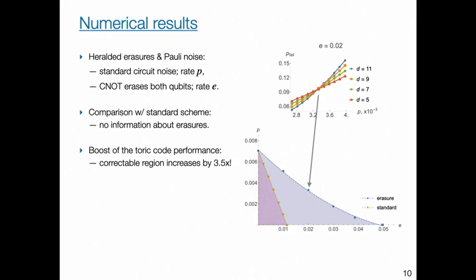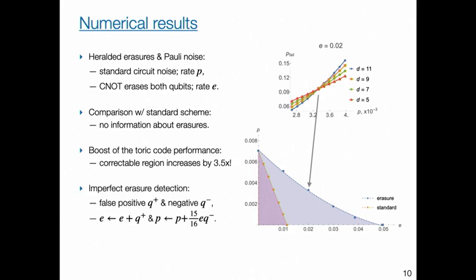The dark color denotes the correctable region for the standard approach. The light color denotes the correctable region for the erasure scheme. And we see that we can increase the correctable region by a factor of 3.5. So that's all good. But so far I was telling you about perfect knowledge about erasures.